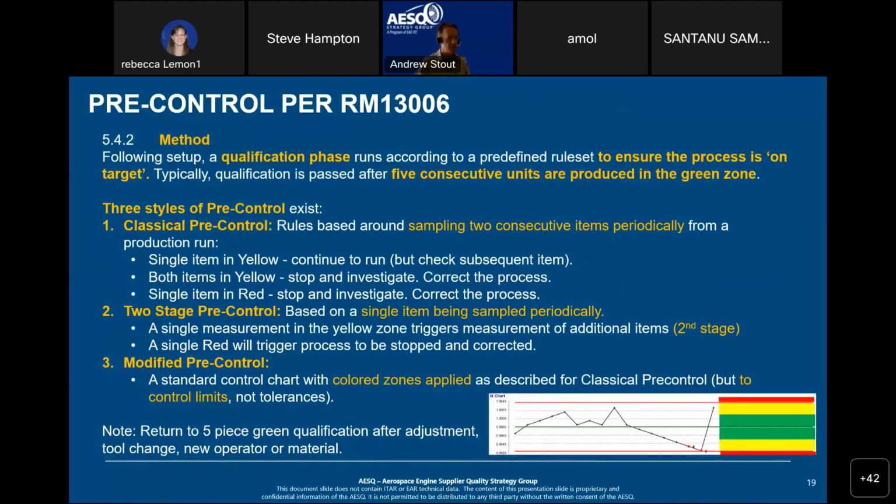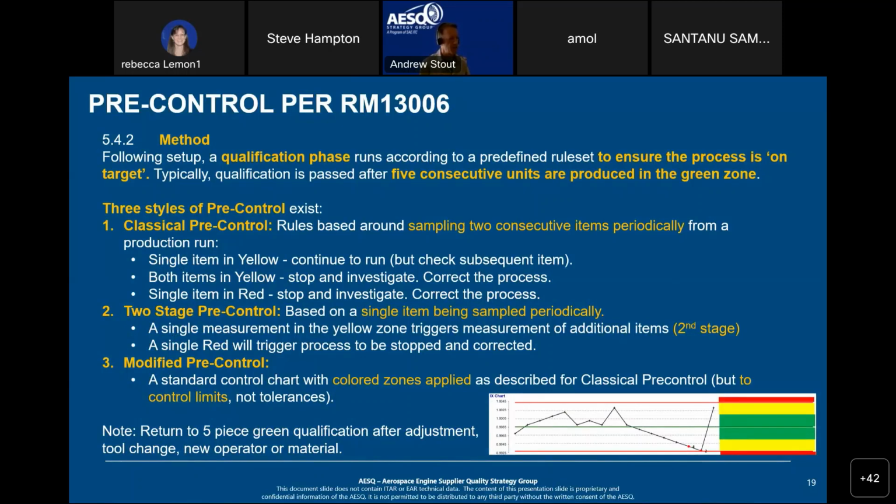With PreControl, we start with a qualification, which requires 5 pieces in a row in the green zone to ensure the process is on target. There are also 3 types or styles of pre-control. We'll mainly focus on the second one, but just so you're aware that you may come across this.